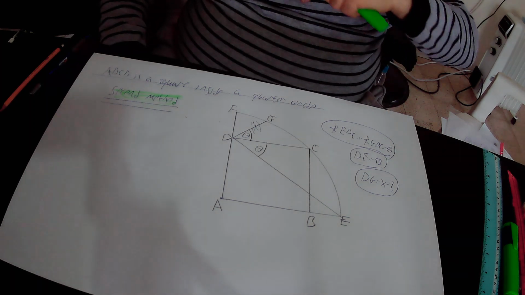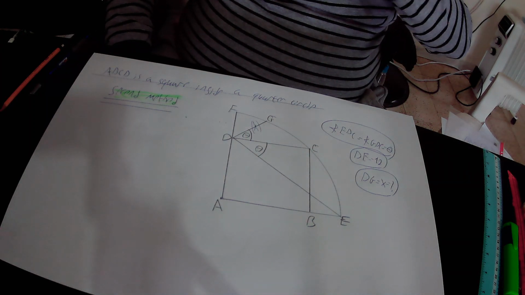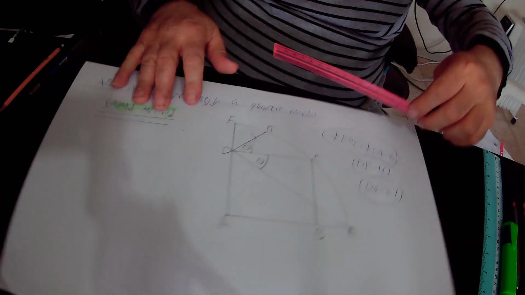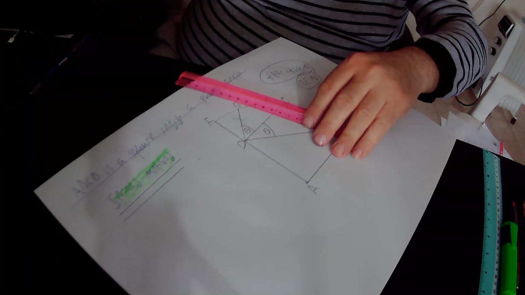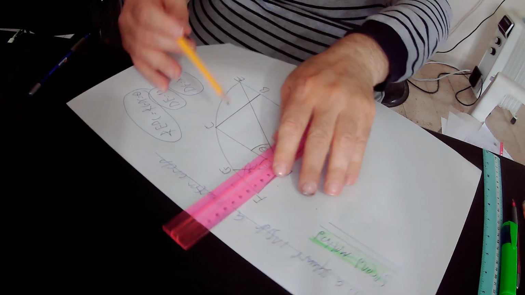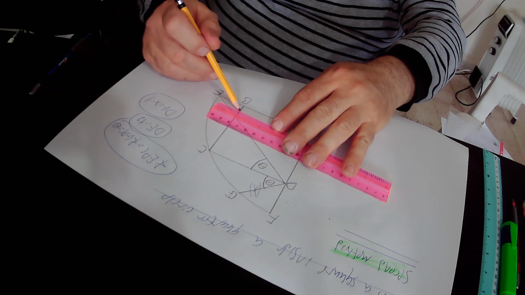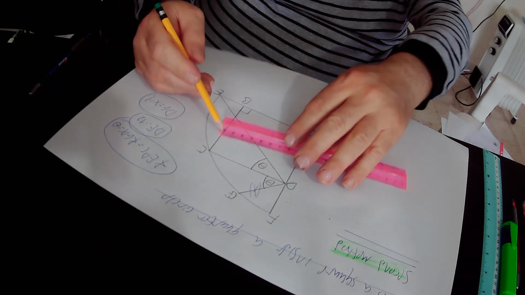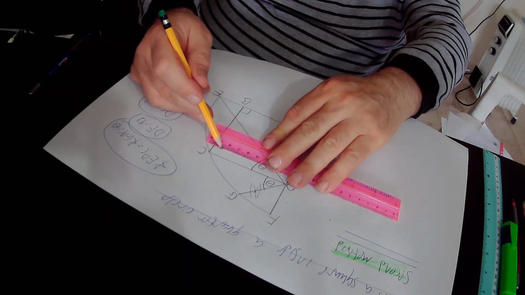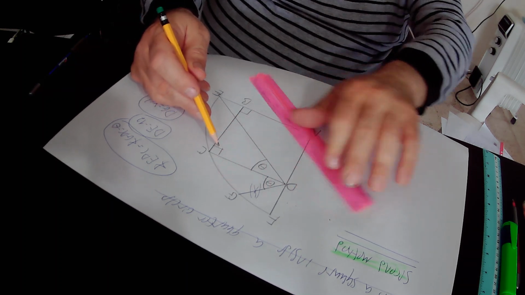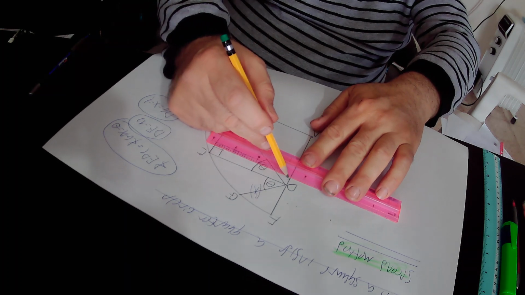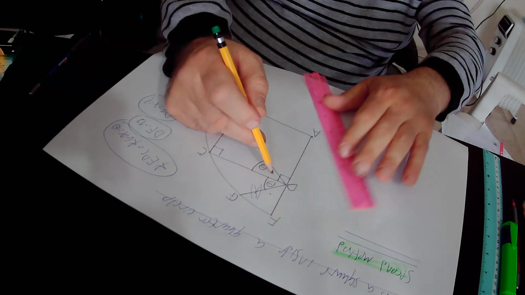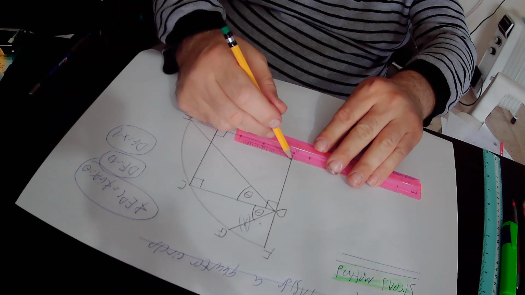First of all, we know that all the angles inside square ABCD are right angles. So this angle equals 90 degrees in its size. This angle also equals 90 degrees. This angle equals 90 degrees. And finally, this angle also equals 90 degrees in its size.